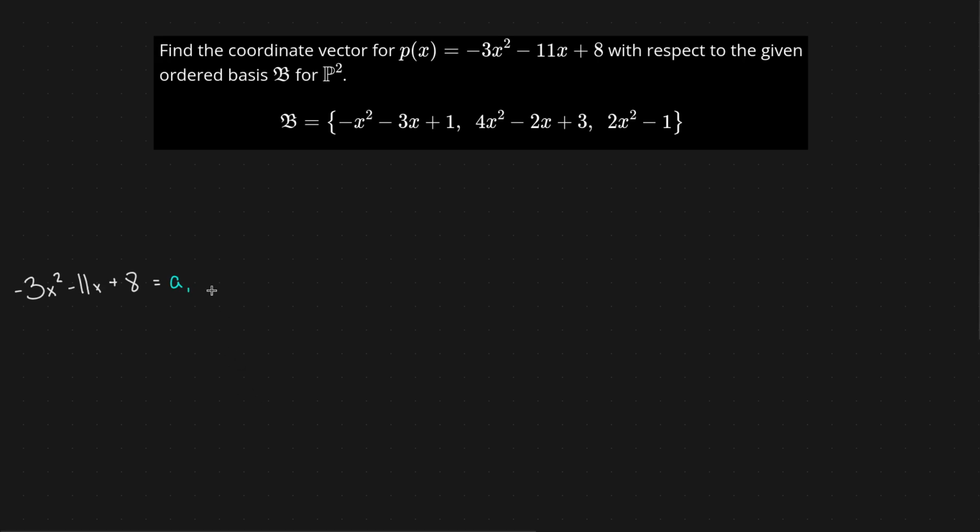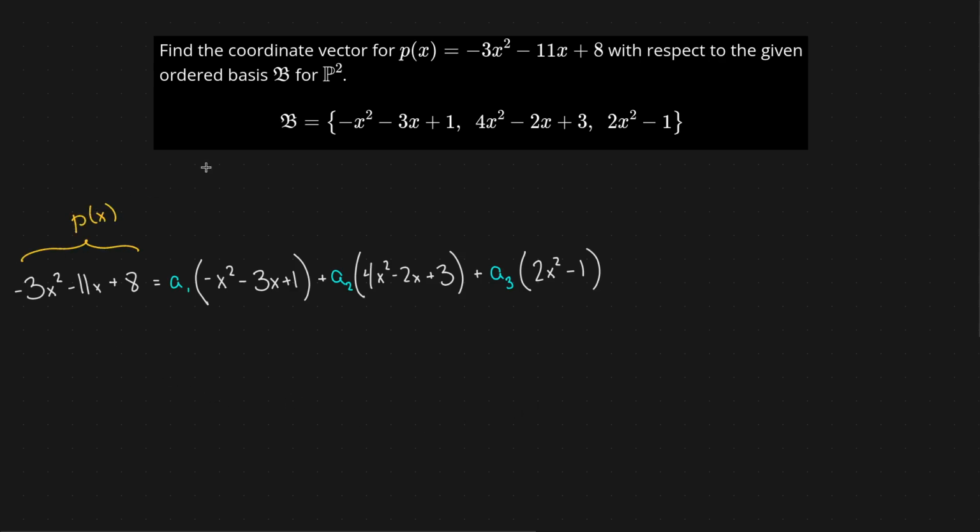So let's say a1 times the first basis vector, negative x squared minus 3x plus 1, plus my next coefficient a2 times my next basis vector, which is 4x squared minus 2x plus 3, plus a3 times my last basis vector, 2x squared minus 1. So this is p of x, polynomial p of x. What we want to do is find the coordinate vector for p of x.